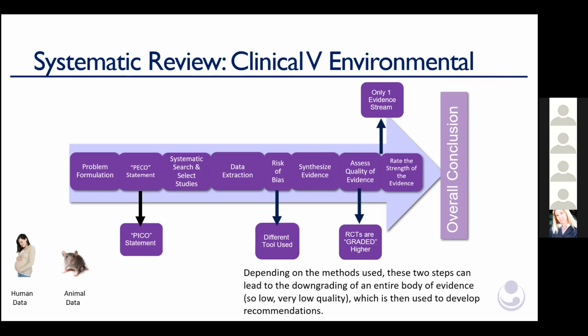And then you can see at the top there, environmental health systematic reviews can incorporate three streams of evidence, where again, in the clinical sciences, you only have that one stream of evidence. Just put a little note down at the bottom, which I'm going to cover a little bit later, which talks about the methods that are used for risk of bias, but also assessing the quality of evidence, and how these methods can certainly change the overall rating or evaluation of the evidence. And that certainly does have an impact then on how recommendations are made, and then how policymakers consider those things.